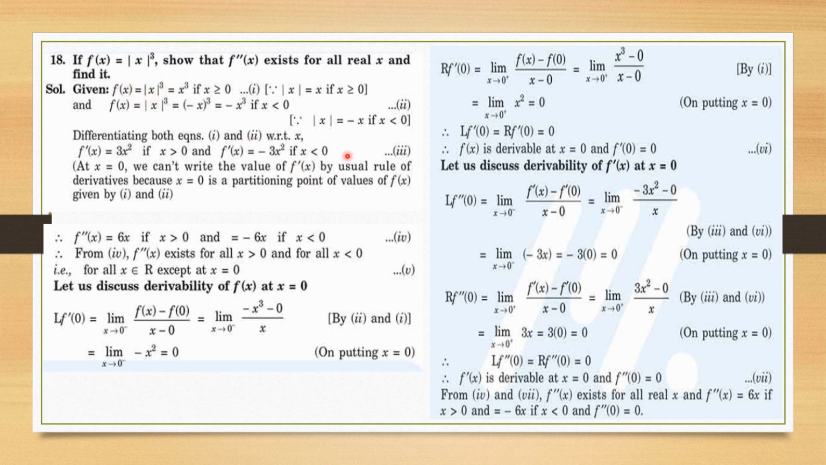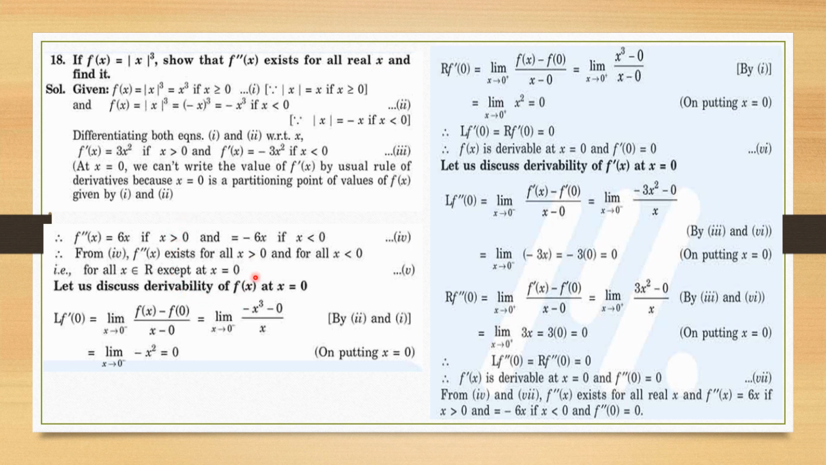Okay, 0 value. So what we need to do is the double derivative. For x positive, it will be 6x, and for x less than 0 it will be minus 6x. And the double derivative for all x greater than 0 or less than 0 will be there, for all x belonging to R except x equal to 0. We can find that the double derivative is existing. Okay, but we are supposed to find it for all real x. That means 0 is also included in that.